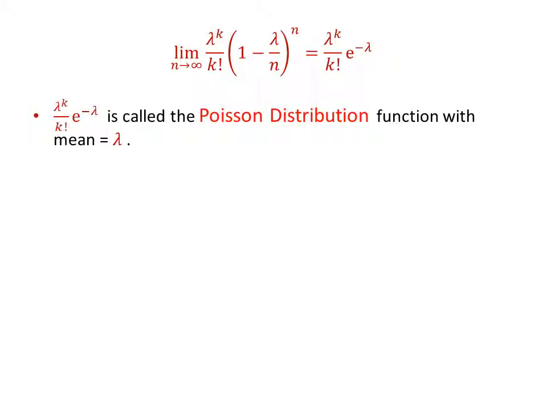This is the discrete limit of the binomial distribution, and it's called the Poisson distribution with mean of lambda, the mean or average value lambda.